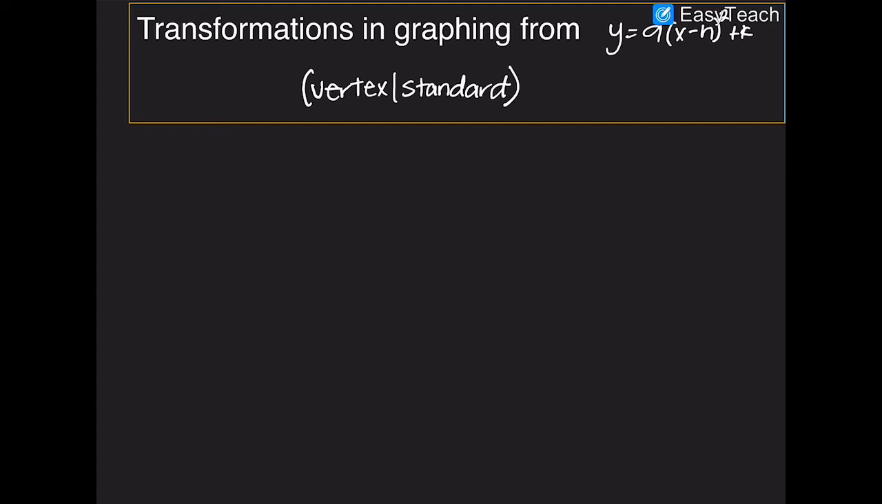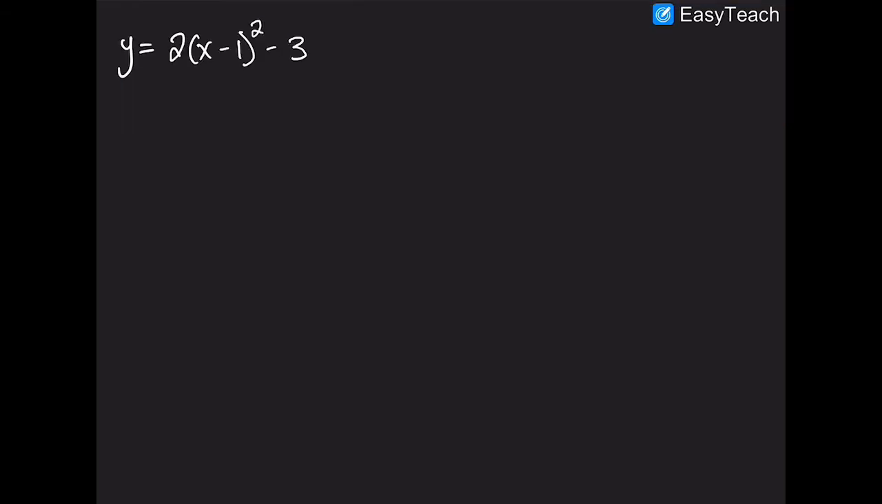So we're going to take equations in this form and we're going to graph them. So it's really important that we know what both forms are and how to graph them. So let's get straight into an example. Okay, so here we have an example. We have y equals 2(x minus 1) squared minus 3.